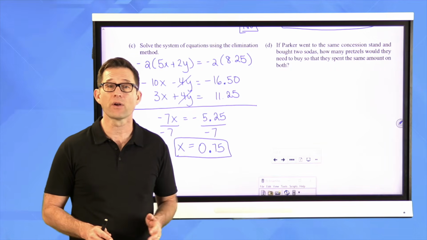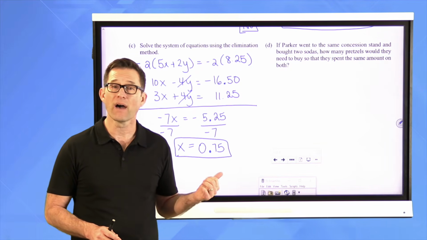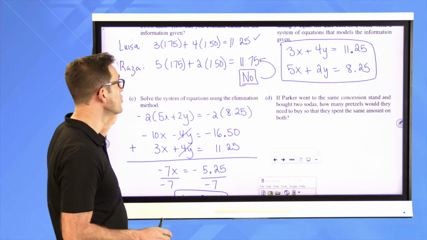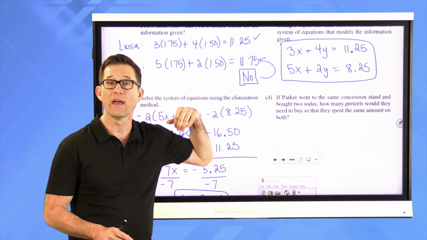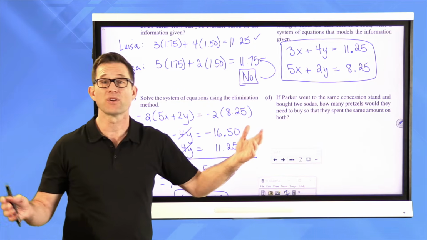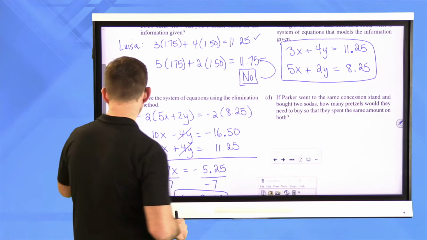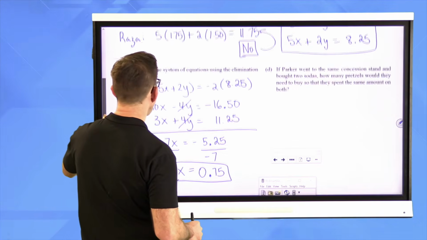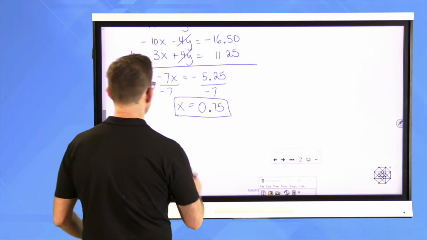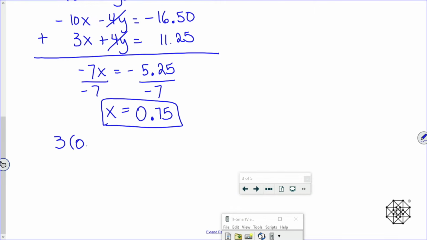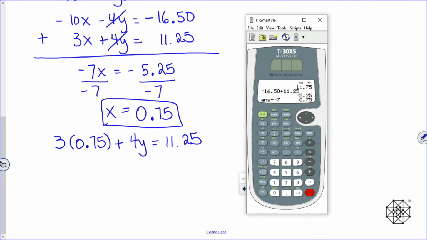Now, of course, I still need to figure out how much a soda costs. So I need to take my value of x and plug it back into either one of these two equations and figure out the value of y. Which one should I put it into? It really doesn't matter. I think I'll just throw it into the first one. That's 3x plus 4y equals 1125. So I'll do 3 times 0.75 plus 4y is equal to 1125. 3 times 0.75 is 2.25.